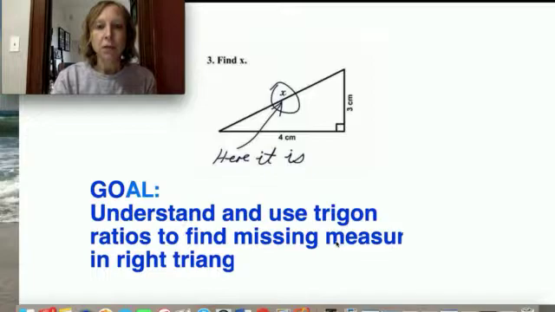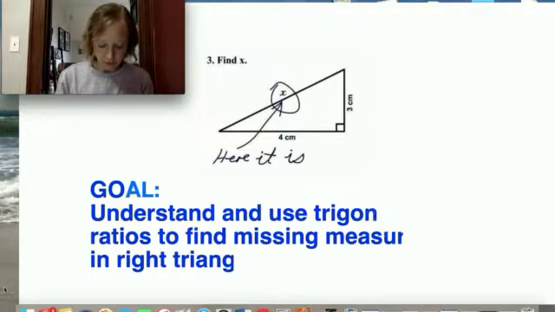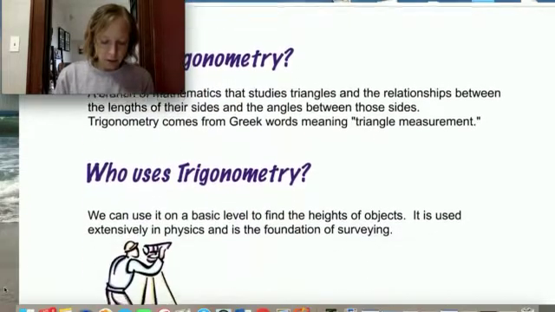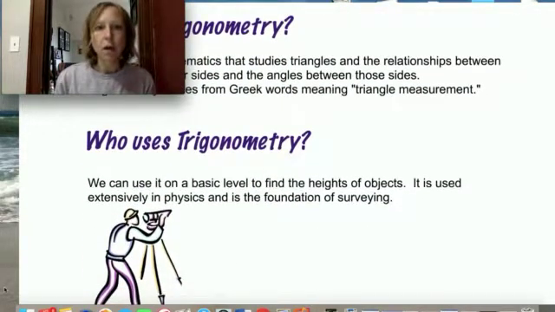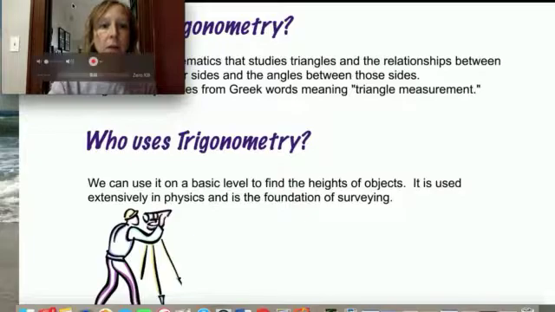Okay, so today our goal is to understand and use right triangle trig to find ratios and missing angle measurements or missing measurements. Okay, so first, a little review: what is trigonometry?